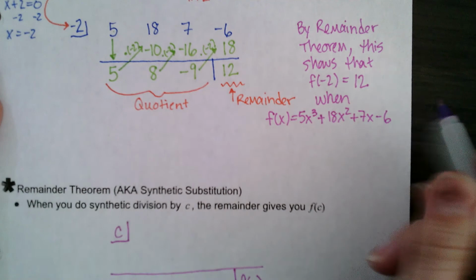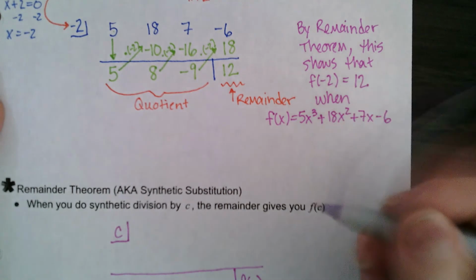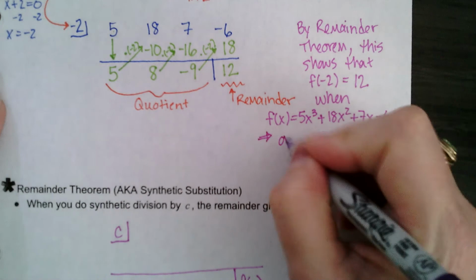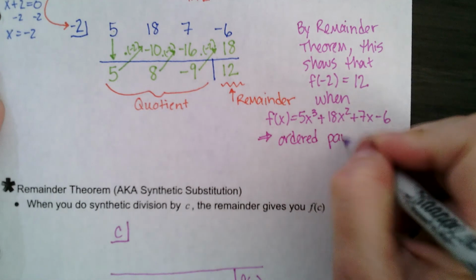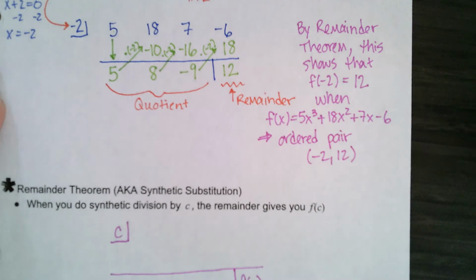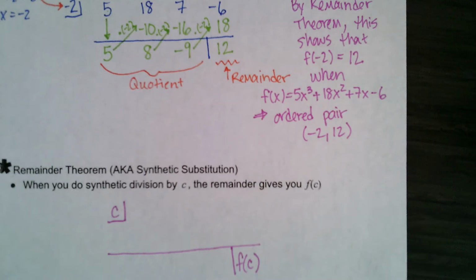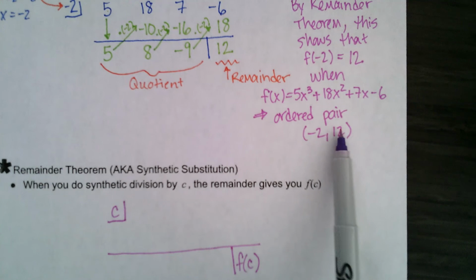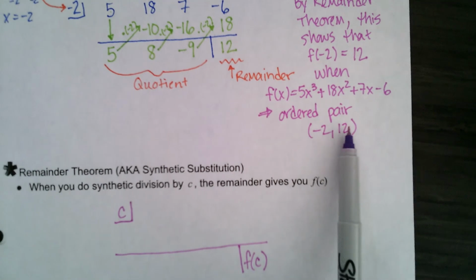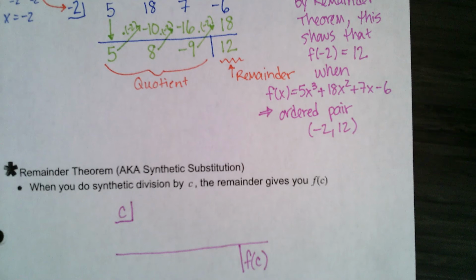One, this also gives me an ordered pair. F of -2 equals 12 gives me the ordered pair -2, 12. And what we're really going to use this to capitalize on is being able to find roots. Because remember, roots are another word for x-intercepts or zeros. And in an x-intercept or a zero, what we're looking for is for this y value to be 0, because that's what x-intercepts do. So that's actually where we're headed on our next page about the factor theorem.